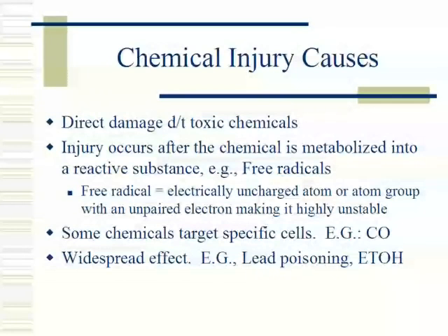Some chemicals will target specific cells. For example, carbon monoxide. Now, carbon monoxide has a 300 times greater affinity for hemoglobin than plain old oxygen, and so we need plain old oxygen, which is O2, to combine with our red blood cells. If you have carbon monoxide binding, that's only one oxygen molecule, and then plus the carbon, you don't have enough oxygen circulating in the body, and the person will again go into lactic acidosis. So carbon monoxide is a major problem.